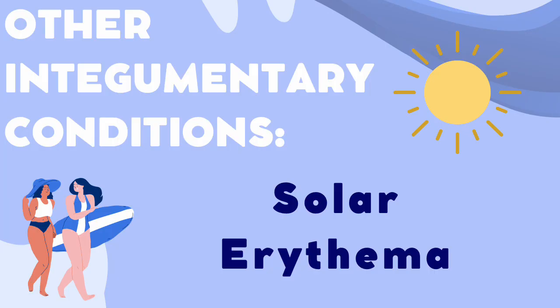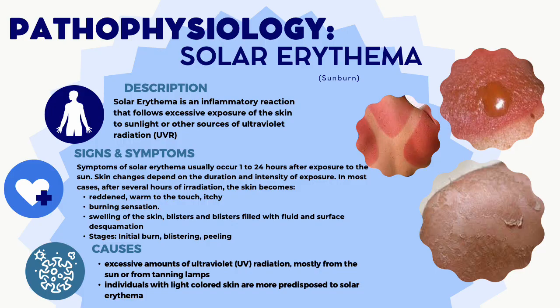Now that we've gone over the most common forms of dermatitis, I want to go over one other topic, another integumentary condition called solar erythema. Solar erythema is also called sunburn, so it's a condition that I'm very sure we're all familiar with. But I do want to go over it with you because it's important to address in a family setting, and since we're all nurses, we need to be able to treat this as well.